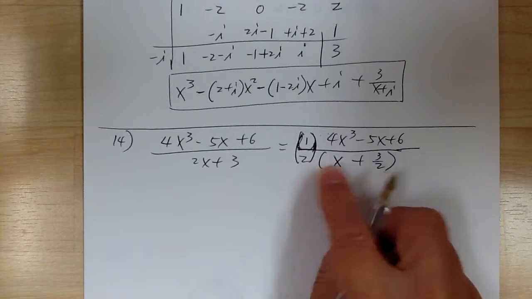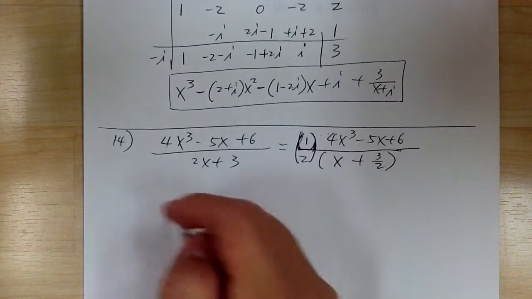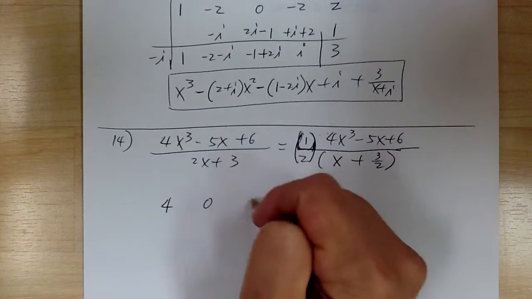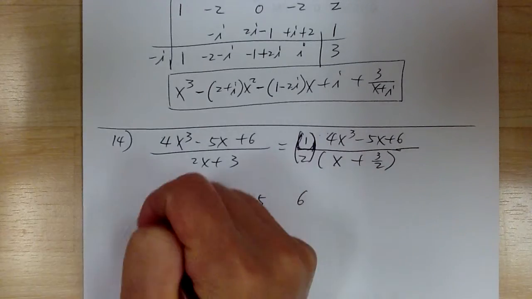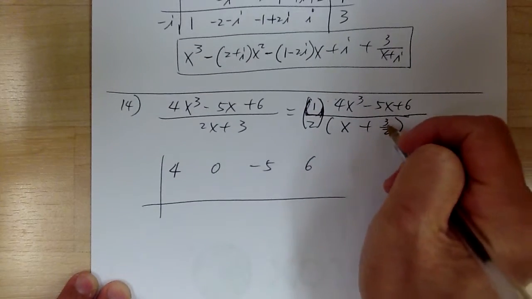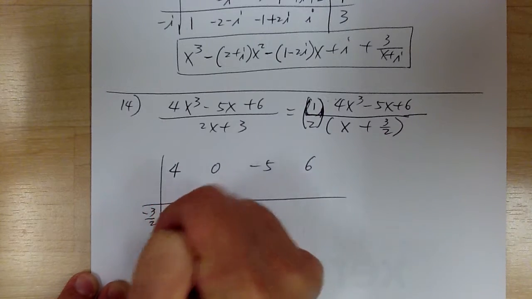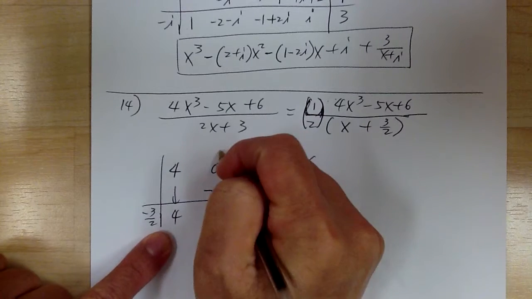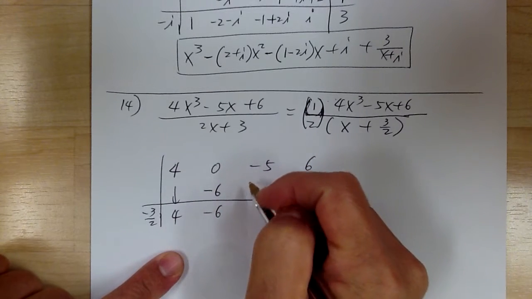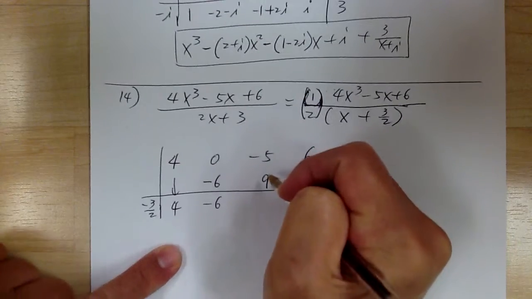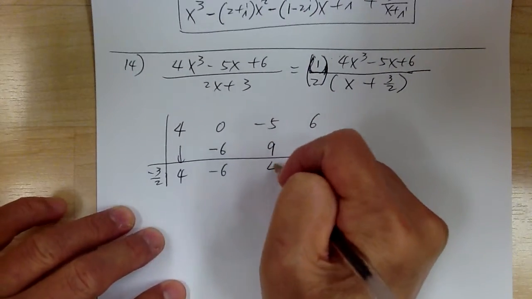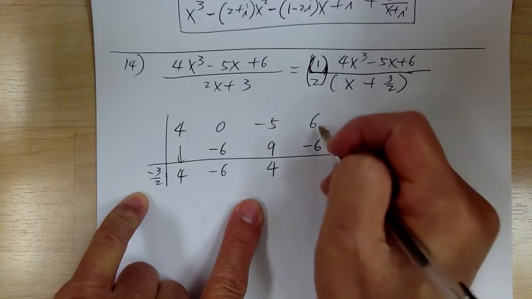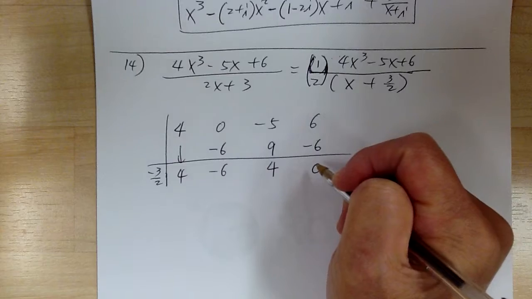Okay. So now let's go and use this divide. So you're going to get 4 for the cube. Now notice there's no square, so you have to put a 0 for the square, minus 5 for the x, and the 6. Divided by, now you have to take the opposite, so it would be negative 3 over 2. Okay, so you drop the number, multiply, you get negative 6. You add, multiply, you get 9. You add, you get 4. You multiply, you get negative 6. You add, you get 0.